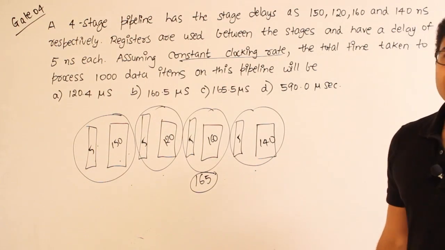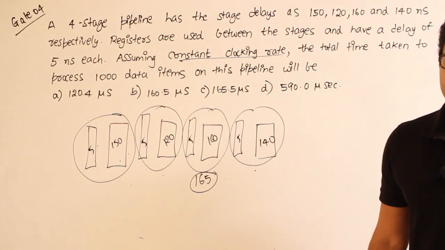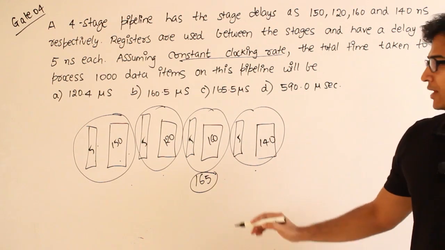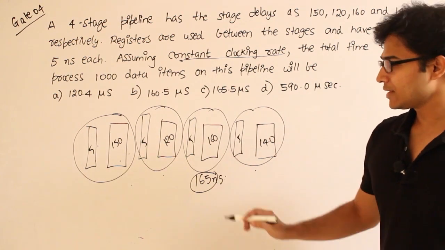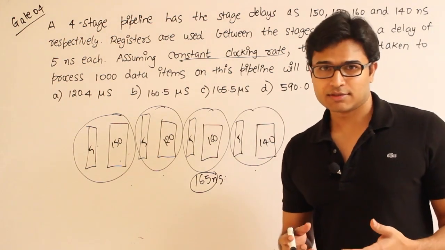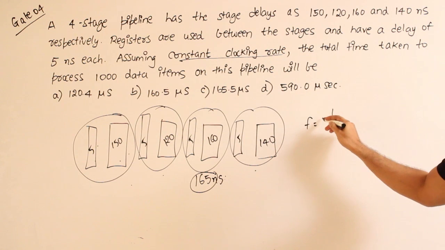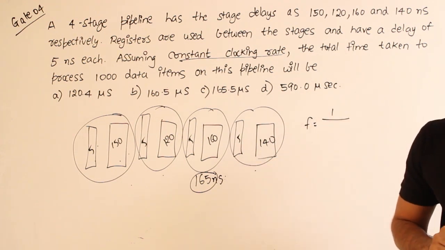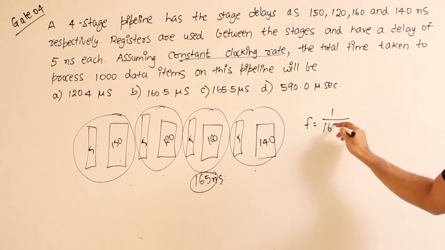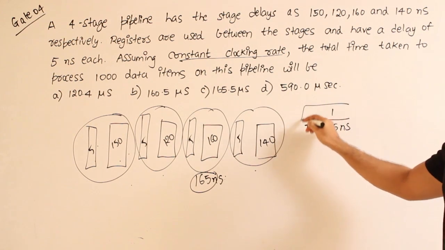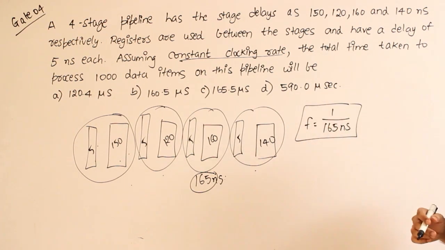Now you apply this stage delay to all the stages. Even though it requires only 155, you give it 165 nanoseconds. How can I give it? I have to set the clock in that way, right? Therefore 165 nanoseconds is what I want to give to every phase. Accordingly, the frequency of the clock will be set to 1 by time period, and the time period has to be 165 nanoseconds. So this is going to be the frequency of the clock.